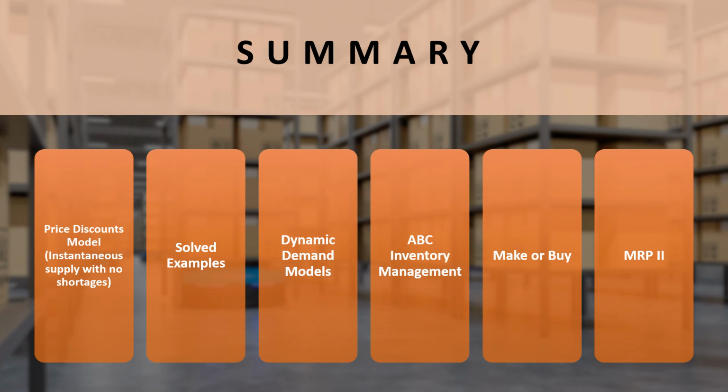So in today's session, we have discussed the price discount model where the supply is instantaneous and there is no shortage. We have tried to explain it with the help of 2 examples. We have also introduced the dynamic demand model, though we have not gone into detail. Then the ABC inventory management system, make or buy decision, and we have also briefly introduced MRP2. I hope that you have learned about these subtopics: price discount model, solved example, ABC inventory management, make or buy decision, and MRP2.